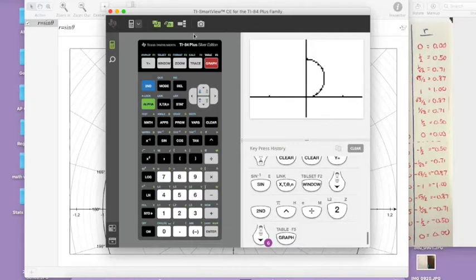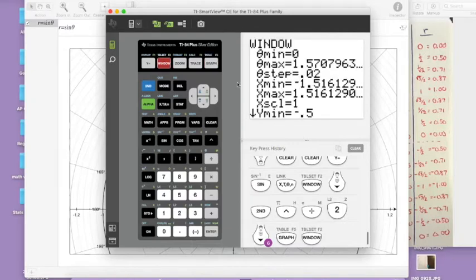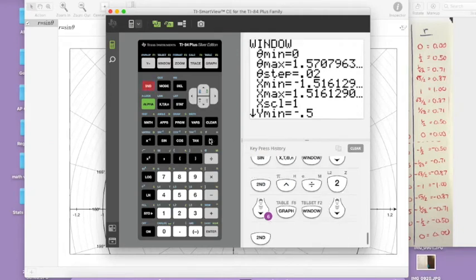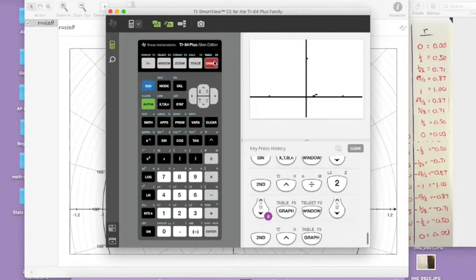Let's finish off the second half of this circle by going, instead of going to pi over 2, why didn't I just do this from the beginning? Go to pi, and graph it, and there's our circle. All right.